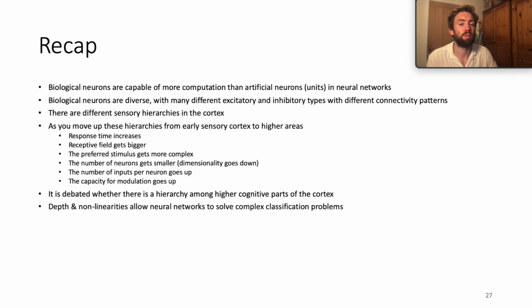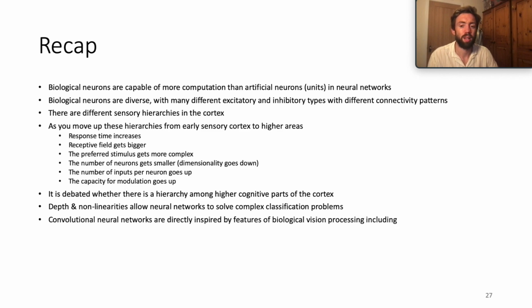We saw, moving to machine learning, that depth and nonlinearities allow neural networks to solve complex classification problems. And we learned that convolutional neural networks are in fact directly inspired by features of biological vision processing. That includes the hierarchical structure, the receptive fields, and the feature detectors.